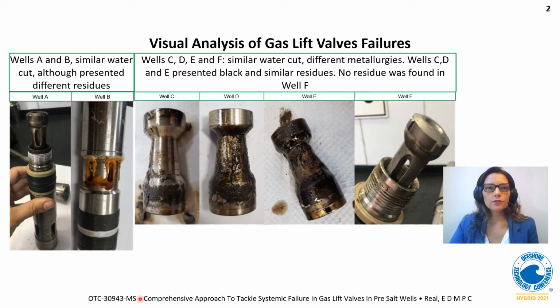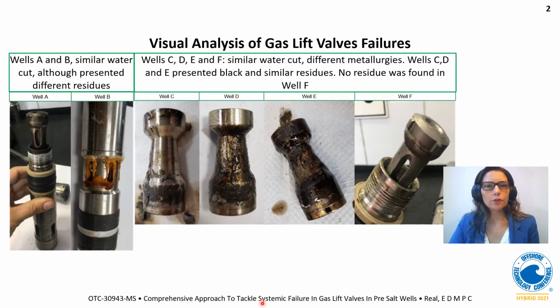The gas lift valves of wells A and B presented different residues, although the wells produced with similar water cuts. On the other hand, it can be seen that wells C, D, and E presented a black residue, and well F did not present any residue at all.